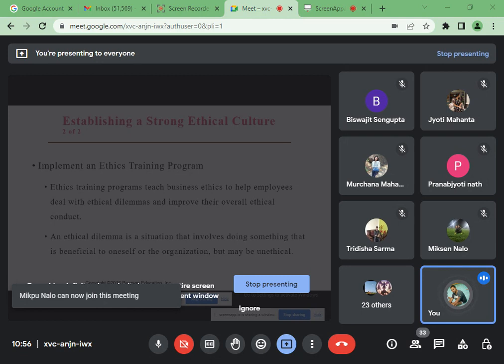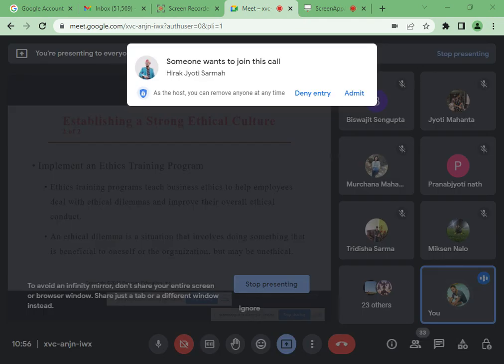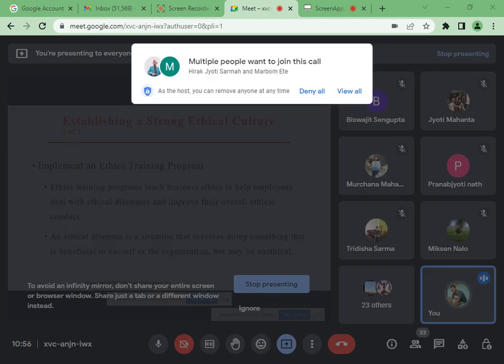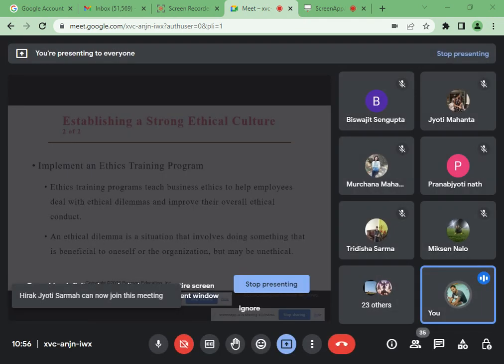Like ethics training programs, which teach us business ethics, which will help the employees to deal with ethical dilemmas. So ethical dilemmas are ethical problems, and improve their overall ethical conduct. So if they have an ethical training program, they can deal with the ethical dilemmas and then improve their ethical conduct.